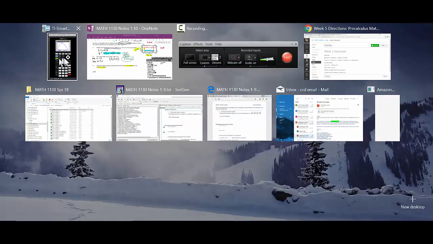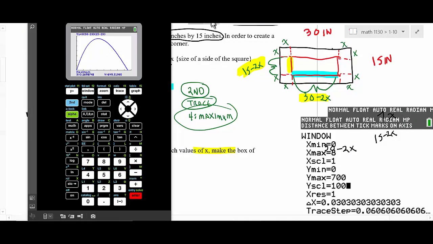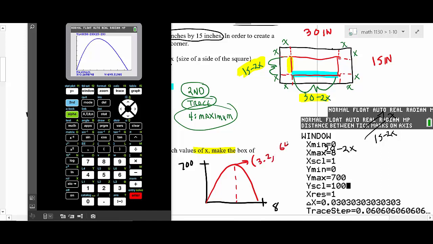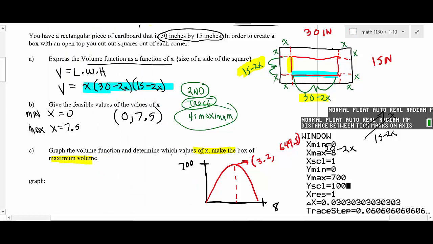So what we would get as a conclusion on this basically is this. Based on the graph, what I want you to do is just draw a real simple graph. Doesn't have to be perfect. Just put 700 there, put 8 there. This can be a real rough graph. I'm fine if you do it like that. But the key thing is you get this point. That point right there, according to the calculator, and I'm just going to round that to 1 decimal, is like 3.2. And then 649.5, okay, and that's what you get. So that means the value of x that would make that a maximum would be 3.2 inches by 3.2 inches.